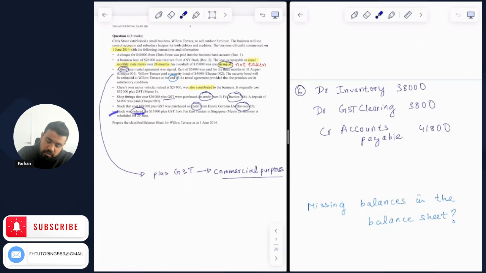Stock was ordered for $15,000 plus GST from Far East traders in Singapore. Delivery is scheduled for 25 June. Right, so we haven't really received any items here, nor did we make any payment. Actually, we do not really have any specific information regarding the payment, but because the stock is ordered, we can expect that we haven't really received the goods, which they're saying we will receive on 25 June.